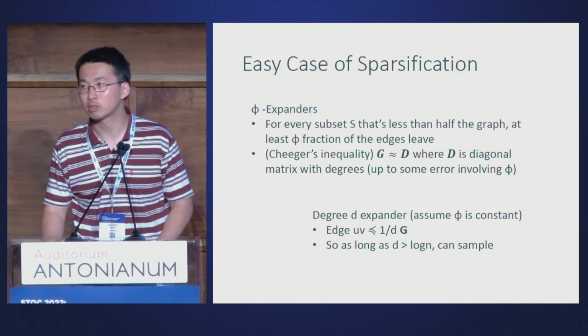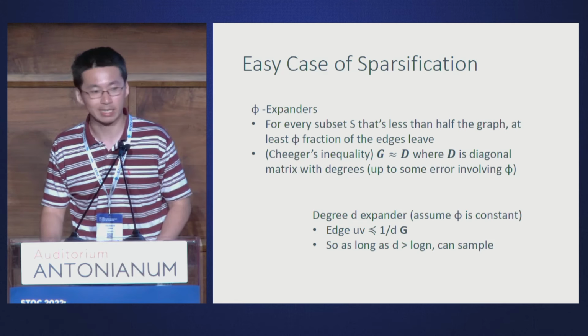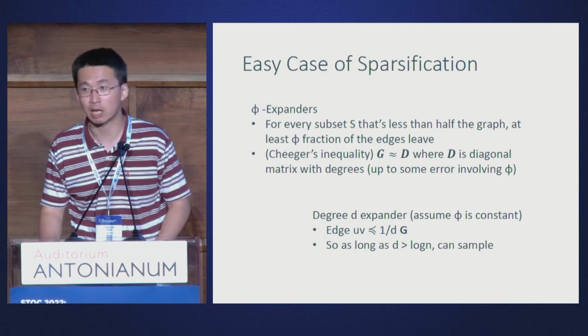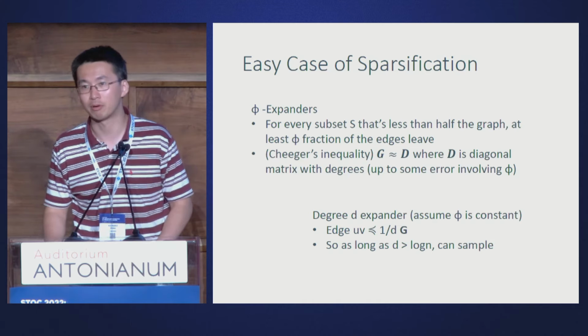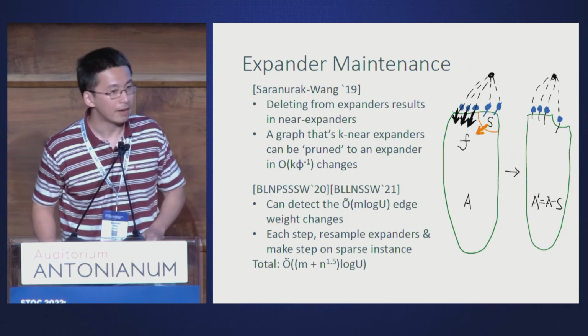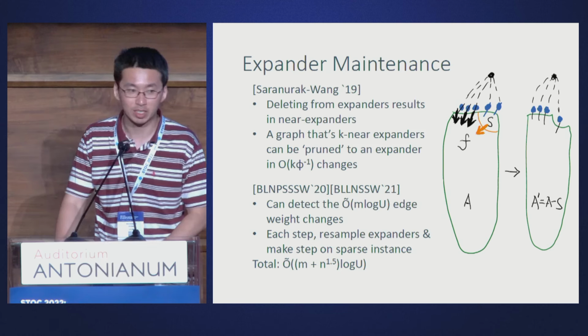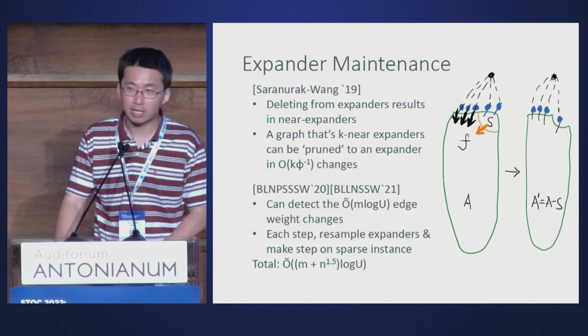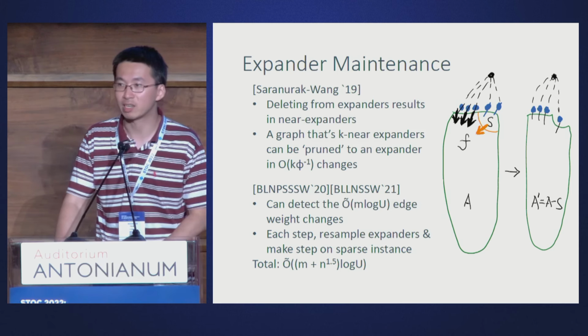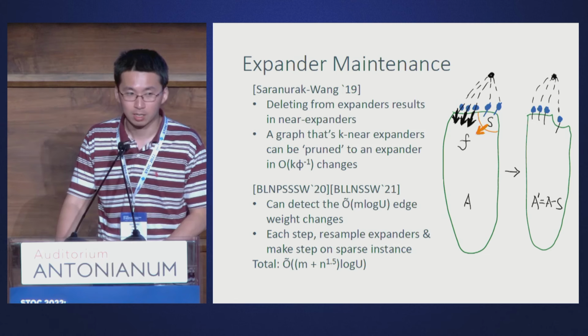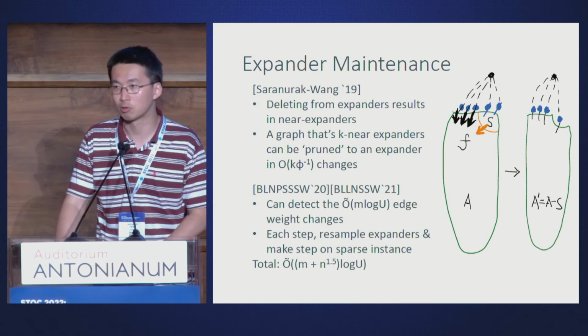So what you can show is that as long as you have expanders where the degree is bigger than log n over, actually, I'm missing a phi squared there, I think it's some polynomial in the expansion, you can sample these graphs. Furthermore, there's been a lot of very beautiful work on maintaining expanders in dynamically changing graphs. Expanders are extremely well-connected objects. Deleting, say, k edges from an expander, you only have to delete order k things so that it still stays an expander. So expanders are very robust to local changes.